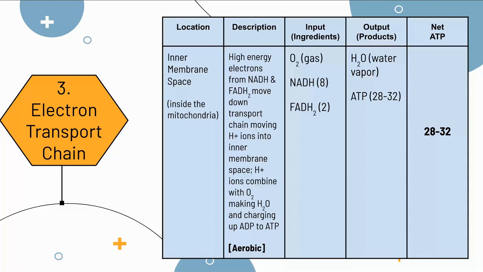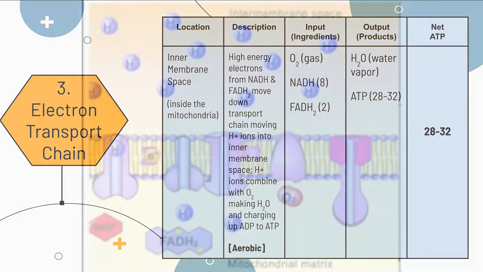The input for the electron transport chain are going to be oxygen gas, 8 molecules of NADH, and 2 molecules of FADH2. The output or the products from the electron transport chain are going to be water vapor and around 28 to 32 molecules of ATP. Our net ATP production is going to be around 28 to 32 molecules of ATP as well.